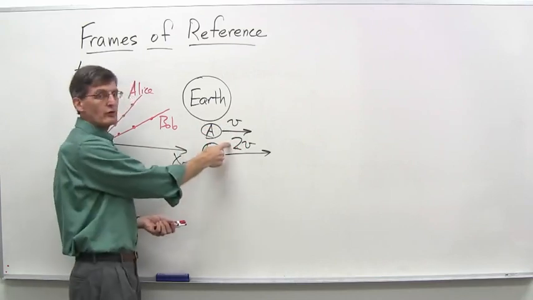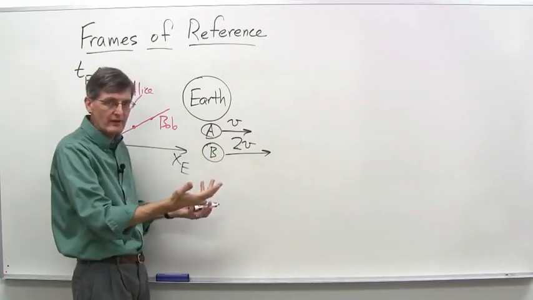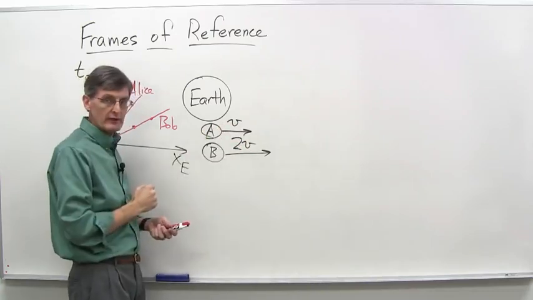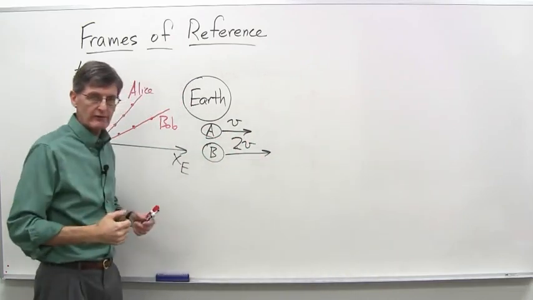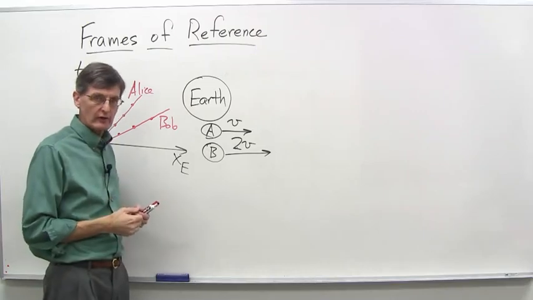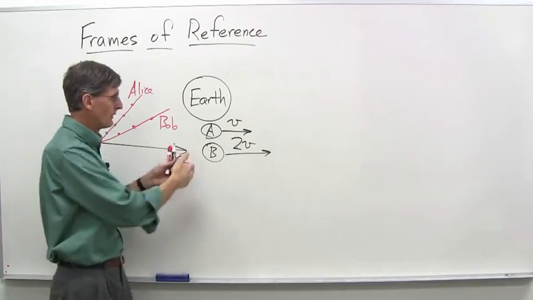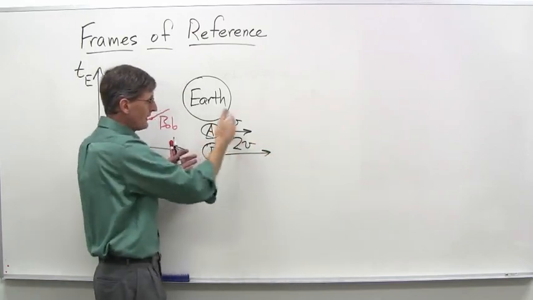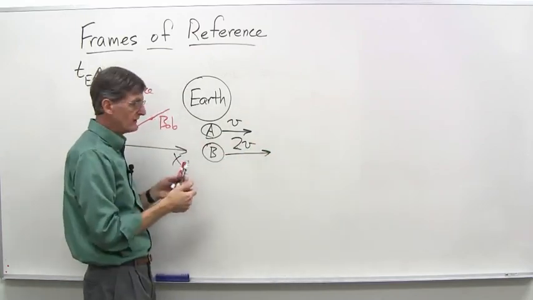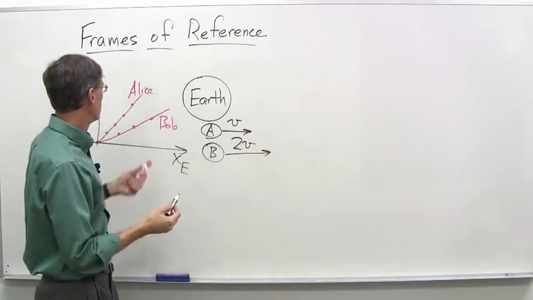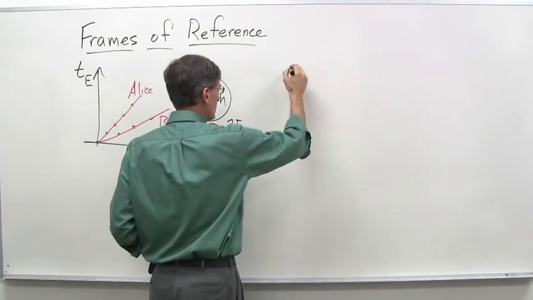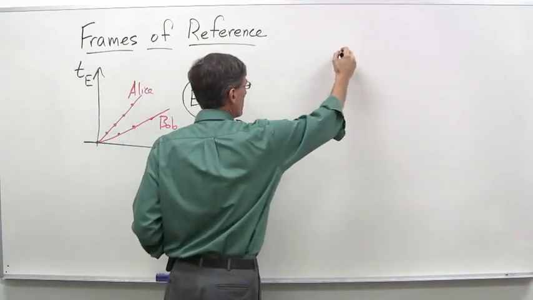So if Bob is going 20 meters per second, then Alice is going 10 meters per second. That means Bob is going away from Alice at a net velocity of 10 meters per second. Or if Bob was going 30 meters per second, Alice would be going 15 meters per second. So the net velocity difference between them is 15 meters per second. So for Alice, let's do her plot here.